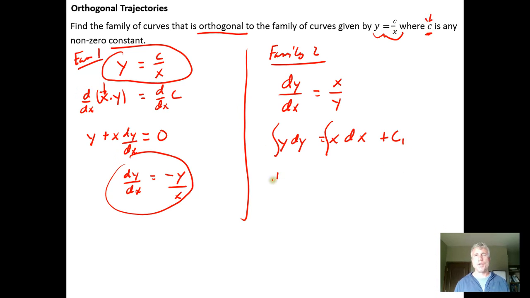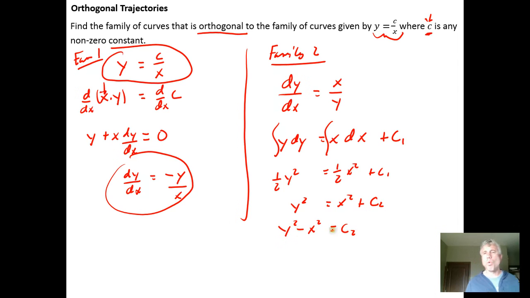And now we just integrate. We get 1/2 y squared equals 1/2 x squared plus our c sub 1. Multiply both sides through by 2, we get y squared equals x squared plus 2 times c sub 1, but 2 times c sub 1 is still just some constant. And then if I subtract x squared from both sides, hopefully this helps me to recognize what this family of curves is. These look like hyperbolas.